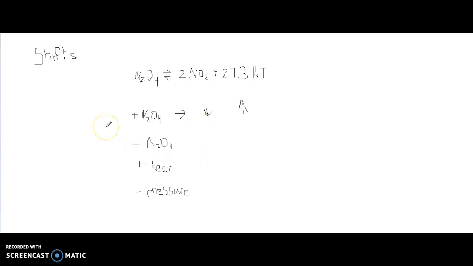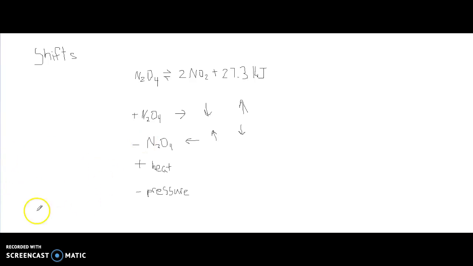Say if you're going to remove N2O4, that's going to make this side, the left side of the equation, less concentrated. So then the equilibrium is going to shift to the left. So then the concentration of N2O4 is going to go up, but the concentration of NO2 is going to go down because it has to balance.